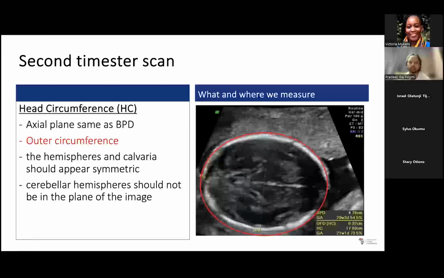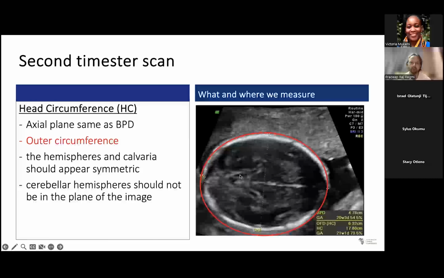The other is head circumference. As I've already explained, it is the outer circumference of the cranium. And like this, we get 20 plus 3 weeks in this case. And this should be symmetrically oval. And there are certain anomalies in which we cannot see this calvarium nicely.